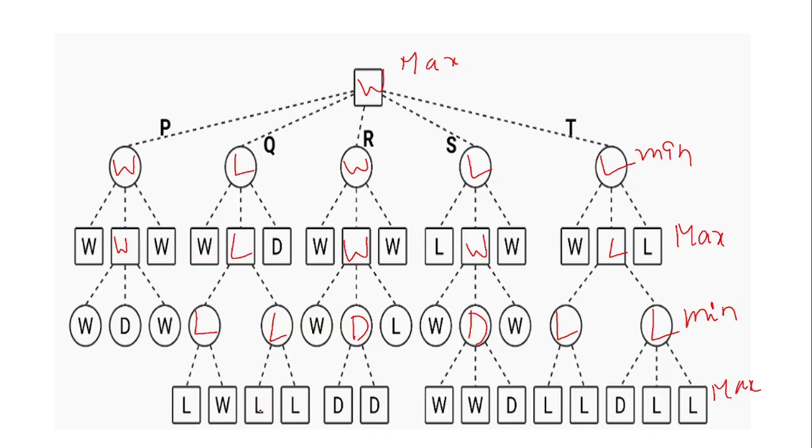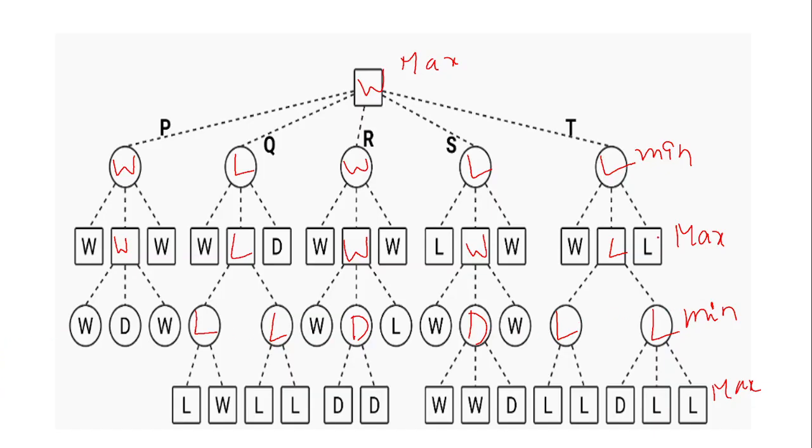Now consider these two. This is a minimum node. A minimum node always tries to minimize the values. So L. Okay. Now you see this one, both are D, so D is the value. Now here win, draw. So the minimum is D. Again here L, the minimum is L. Here draw, L. So the minimum is L. Okay. Now we have completed all of this.